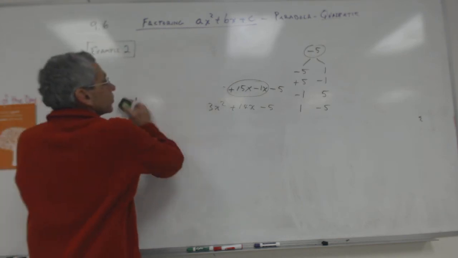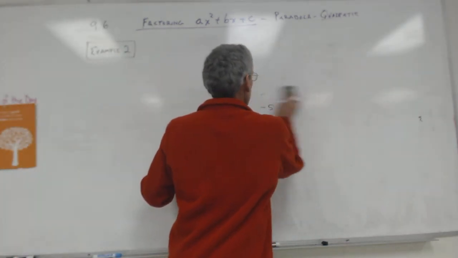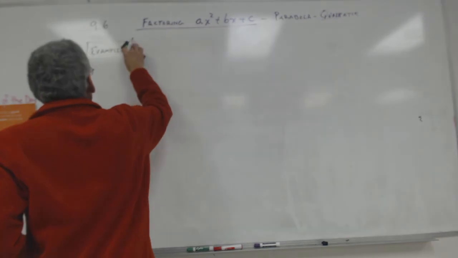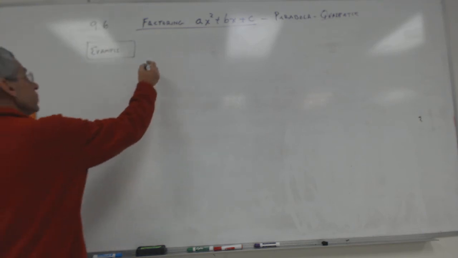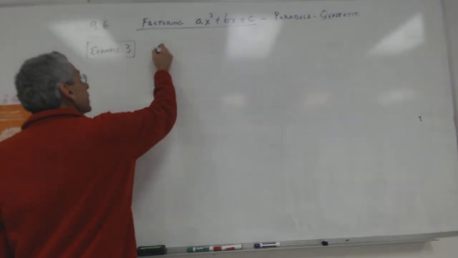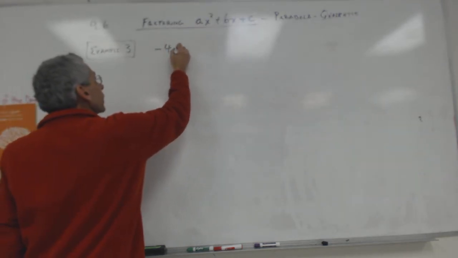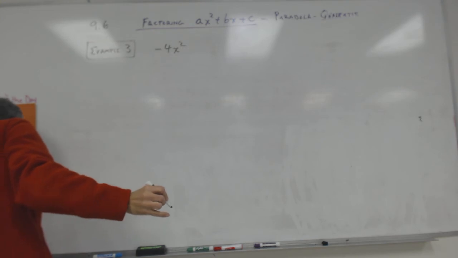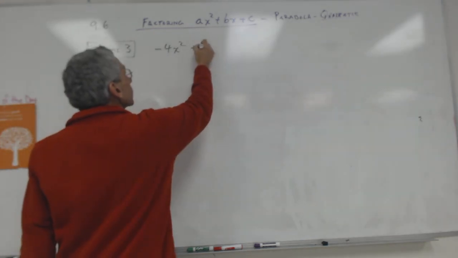Okay, so let's try another one. That was example 2. Let's see what is example 3. Okay, let's do example 3. Let's say we got negative 4x squared plus 12x plus 7.